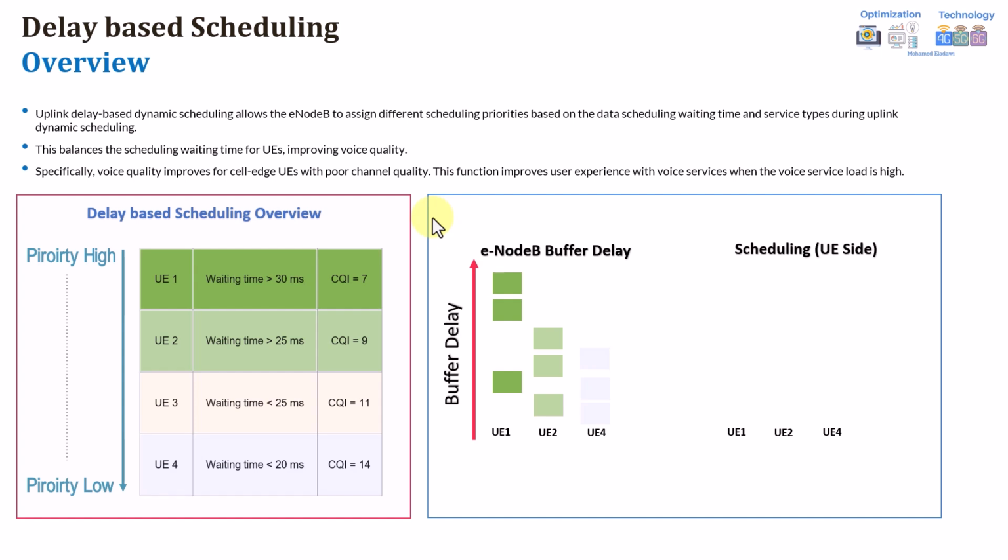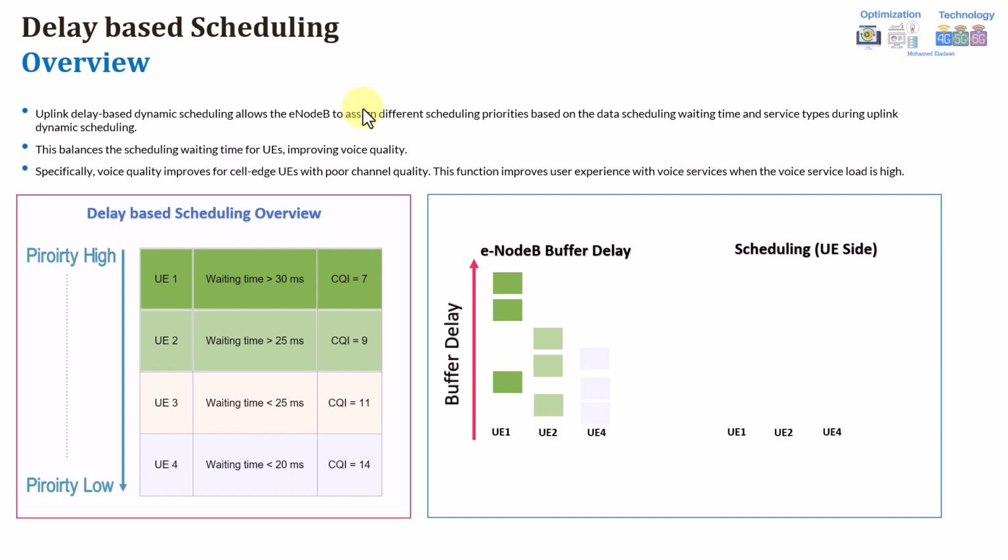The feature here is called delay-based scheduling, and you can say it has become a must-have feature that must be enabled, because it has a very good impact on voice quality and on the cell, particularly for cell-edge users, where it can improve the block error rate. Also, the voice quality will improve a lot for the cell edge.